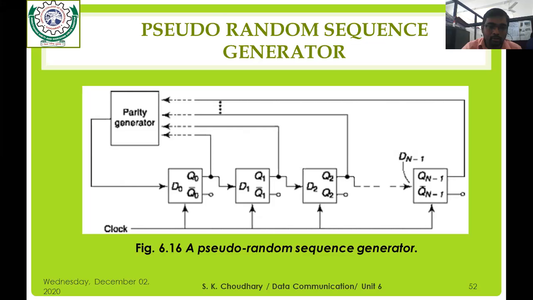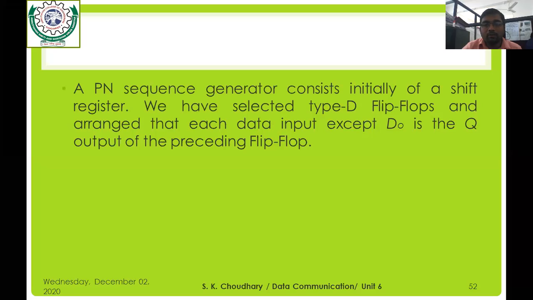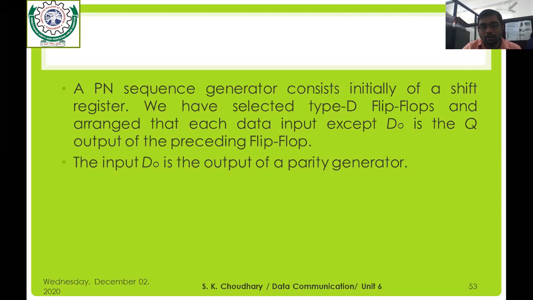I hope all of you have noted down this diagram. So I will describe it in detail. A PN sequence generator consists of a shift register, selected as type D flip flops, arranged so that each data input except D0 is the Q output of the preceding flip flop. Except the first flip flop, all the flip flops have inputs that are the output of the preceding flip flops, and the input D0 comes from the output of the parity generator.